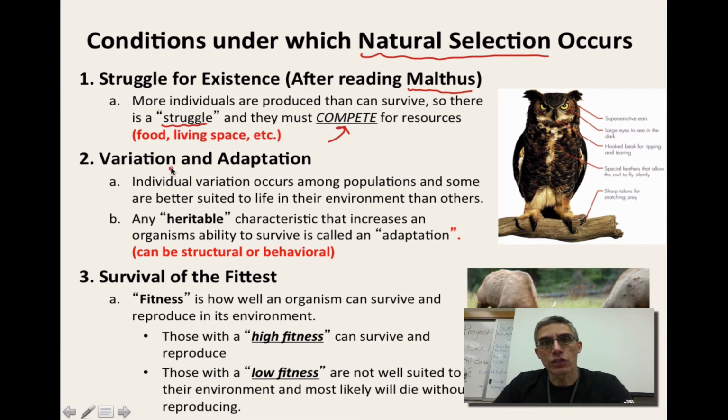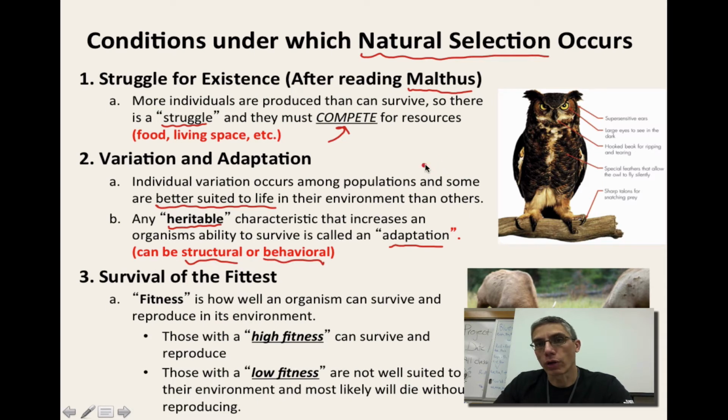Now, the second condition under which natural selection occurs is called variation and adaptation. Of course, for there to be a struggle, there needs to be variation within the population. Those that are better suited to life in their environment than others are most likely going to be able to survive. This variation has to be some sort of heritable characteristic, which means you need to be able to pass it on to your offspring. Any heritable characteristic that increases an organism's ability to survive, we're going to call an adaptation. These adaptations can be structural or they can be behavioral.